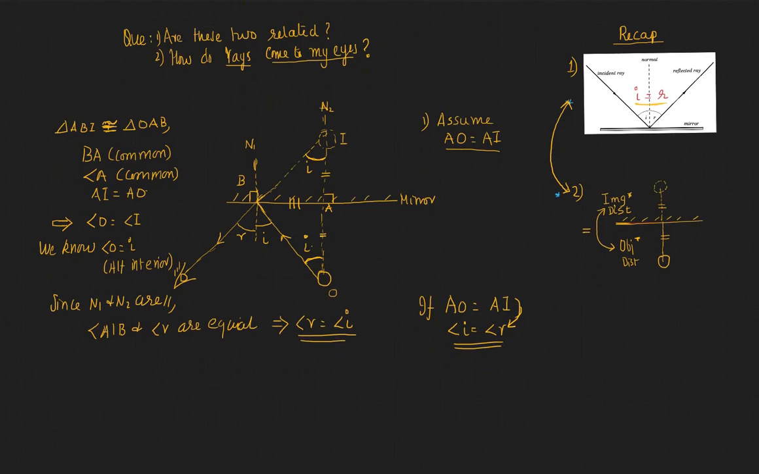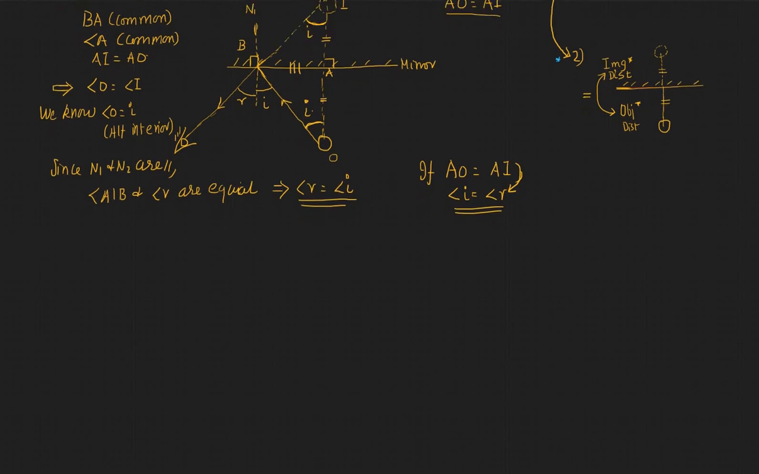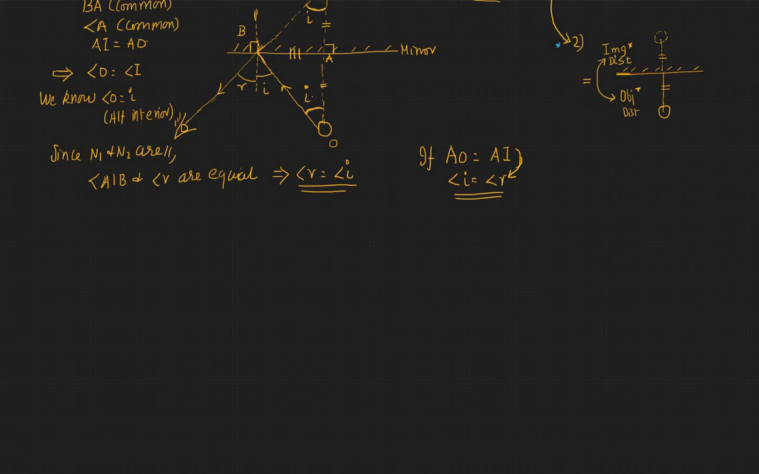So now let's try to do the opposite, and let's start from the position that the angle I and angle R are equal. So let's assume this is a ray that comes to you from the object and that reaches your eye.